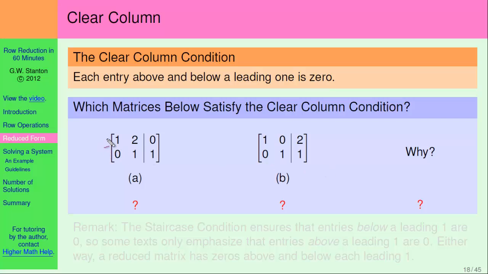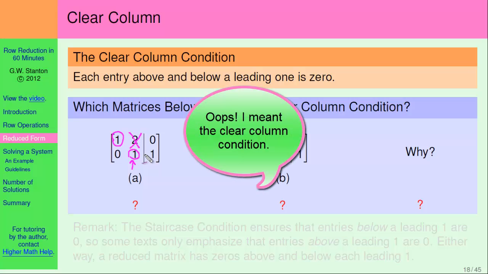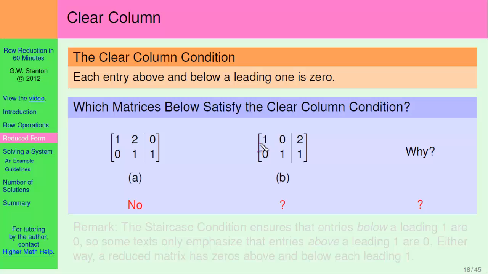In the first matrix, our leading ones are here and here, and if you notice, above this leading one we have a 2, which is bad. It should be 0. So this matrix does not satisfy the clear column condition. The matrix in part B is very similar. The leading ones are actually in the same locations they were before. And again we have a 2 above a 1. But that's okay because it's not above a leading one.